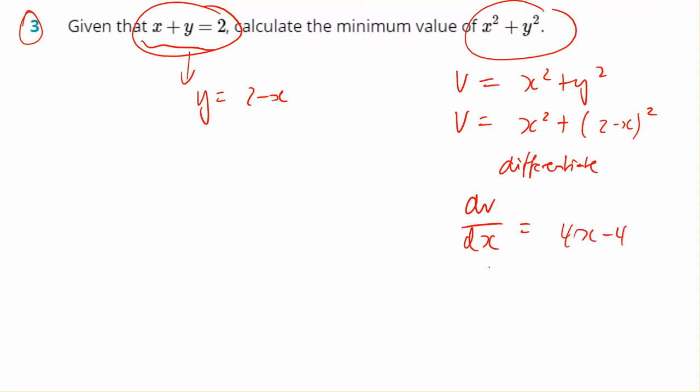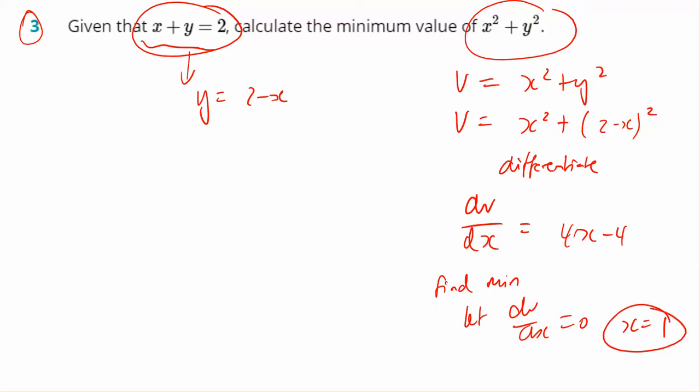Now we're not done yet. To find the minimum, we let dv/dx equal 0. We can solve it in your calculator. You should get x equals 1, essentially. So x equals 1 is when the minimum occurs. It's not the actual minimum value.